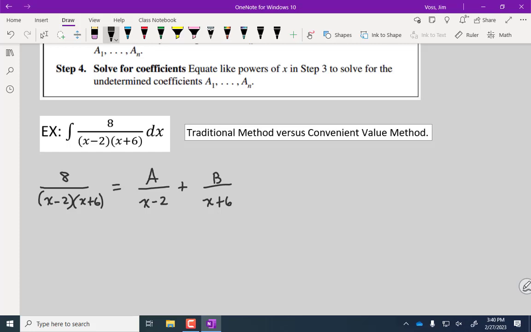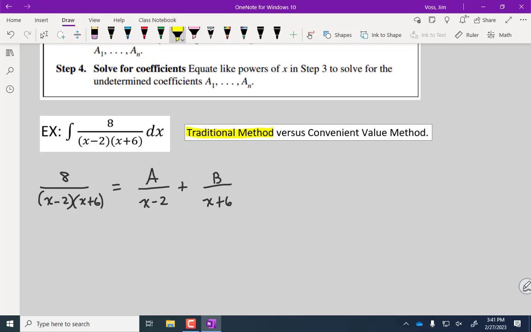So first, we are going to find A and B using the traditional method, because there are some PFD problems that you have to use the traditional method for. So we're going to use the traditional method for this case where there's actually an easier way to do it. But we want to do the traditional method first just to make sure we understand it.